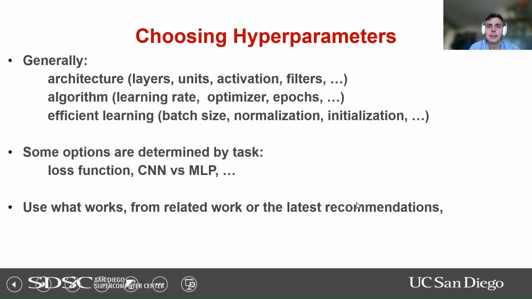Okay. All right, let's talk about juicing hyperparameters. In general, we have architectural related hyperparameters, algorithm related hyperparameters, and other parameters that help you learn more efficiently. I'm not going to talk about all these, but when you're building your network, keep in mind that for some of these things you probably want to look at what other people did, and really for everything you want to look at how other people have set this up.